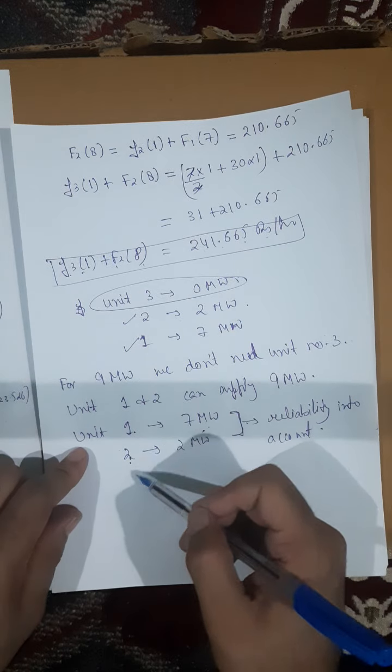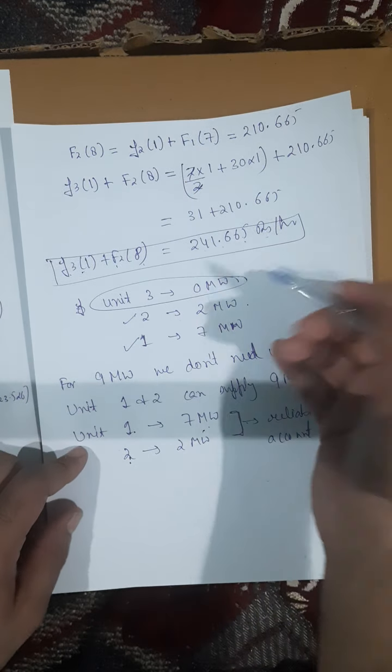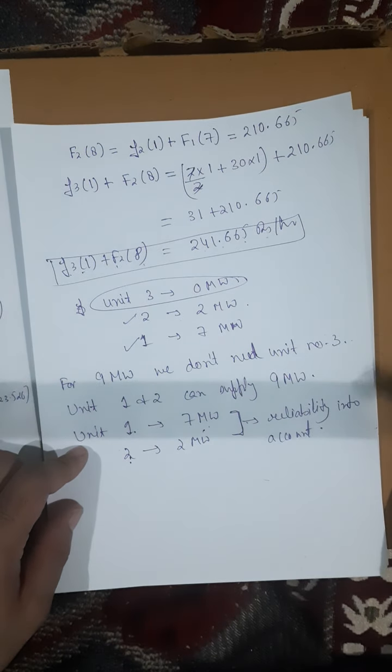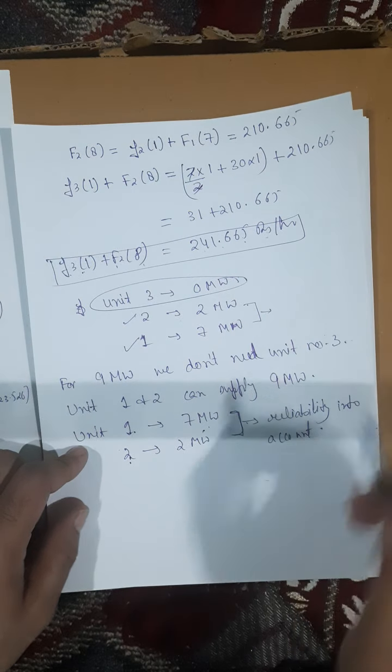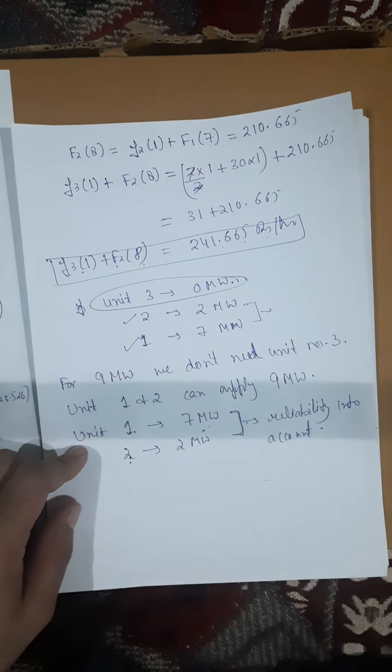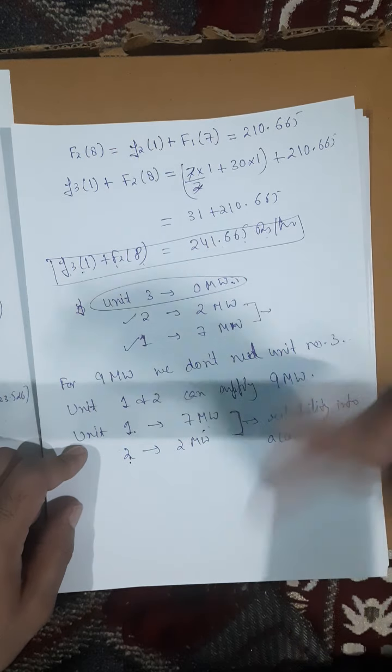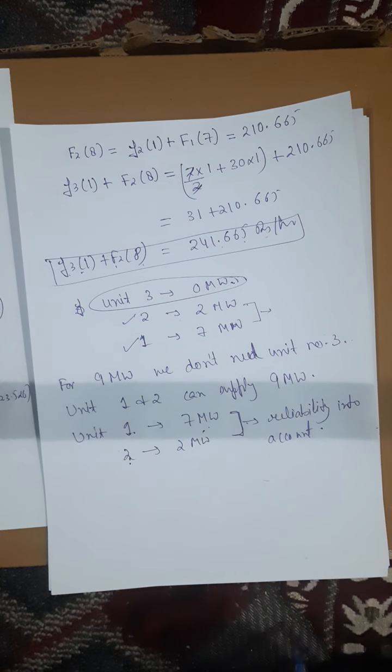So as we know that the third unit is not required, obviously the fourth unit will also not be required, because only 2 units can supply the load. Obviously, if we are not using the third unit, the fourth unit is also not required.